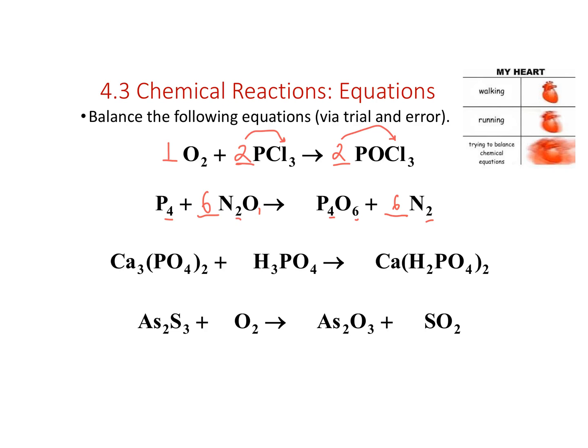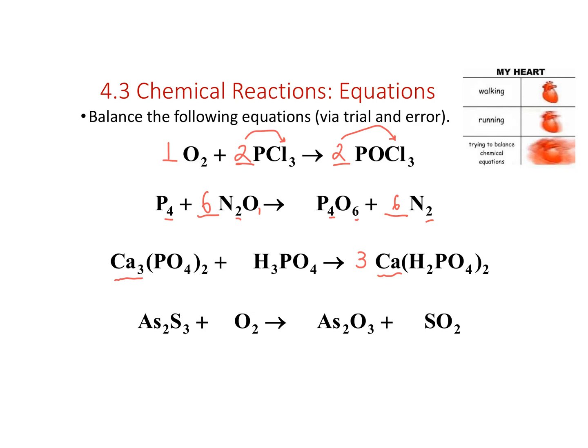In the next example, I've got calcium phosphate reacting with phosphoric acid to produce calcium dihydrogen phosphate. For this one, there's quite a few different elements we need to take a look at, but I would start on the left and I would start with calcium. I have 3 calciums in calcium phosphate. I only have 1 calcium here. So I put a coefficient of 3 out in front, and now my calcium is balanced. Now let's take a look at what that does to everything else.